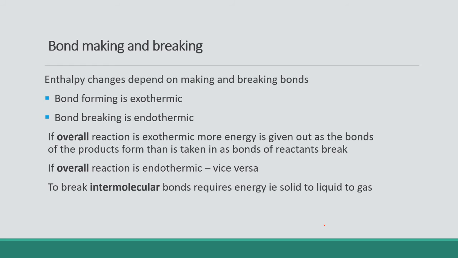Enthalpy change is dependent on making and breaking bonds. Bond making, or bond forming, is exothermic. Energy is released. Bond breaking is endothermic. Energy is absorbed. So if the overall reaction is exothermic, more energy is given out as the bonds of the products form than is taken in as the bonds of the reactants break. If overall it is endothermic, then it's vice versa. To break intermolecular bonds requires energy. For example, going from a solid to a liquid or a liquid to a gas, it has to absorb energy from the surroundings.